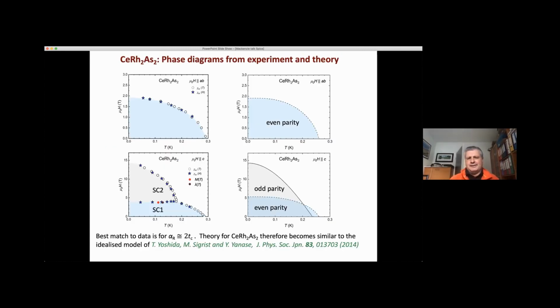And if we put all that together, what we get is that here's the data, and here's not really a fit, but a prediction from this kind of model Hamiltonian with this particular choice of parameters, which happens to make CeRh2As2 an ideal manifestation of this earlier theory by Siegrist and Janissy. And what that tells you is that this phase transition is a phase transition between the even parity and odd parity states at finite field, at least within this picture.